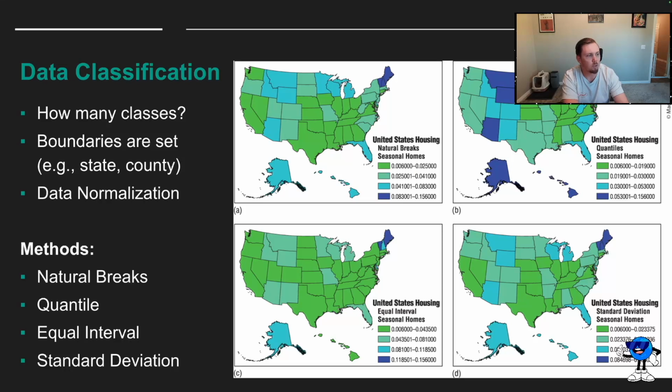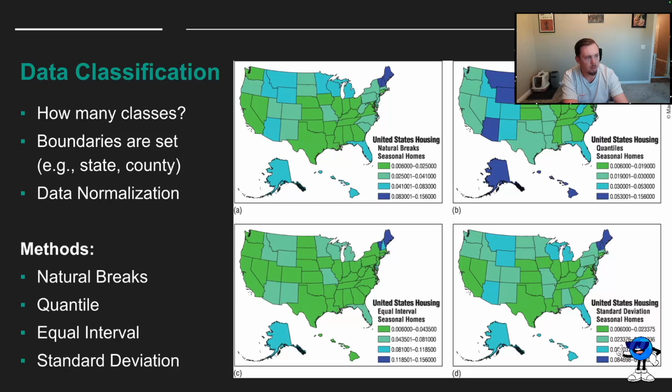Because the breakpoints between the ranges are based on the total number of items being mapped, that is, the number of states ending up in each range, rather than the actual data values being mapped, the quantile method causes a relatively even distribution of values on the map.